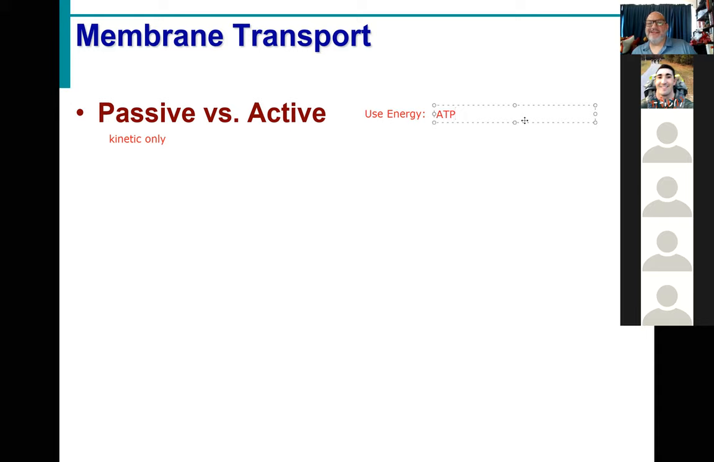So really the big difference between passive and active is that active uses ATP and passive does not use ATP. All right, so it's really whether the cell is using energy or we are just relying on the molecule to do the work for us. So that's really what we're going to talk about. So let's talk first about passive.